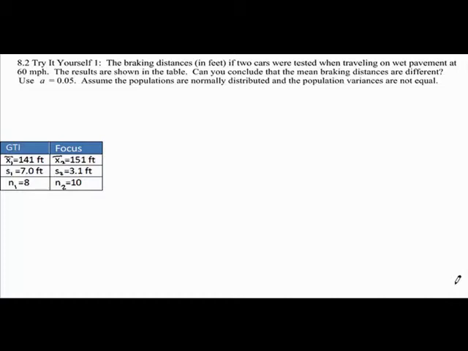For this one, we have small samples because our sample sizes are less than 30 and the population variances are not equal. That's going to make a lot of difference in the formula that we use. First, let's set the null and alternate hypotheses and find our claim. So we're asking if we can conclude that the mean braking distances are different, and so that's going to be not equal to.